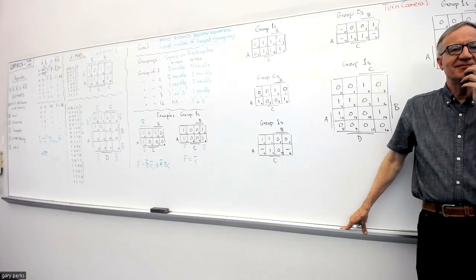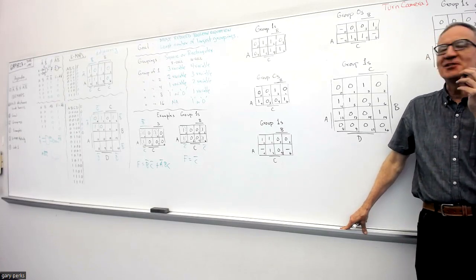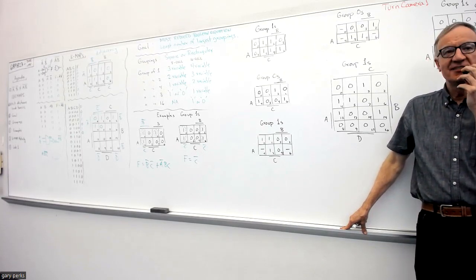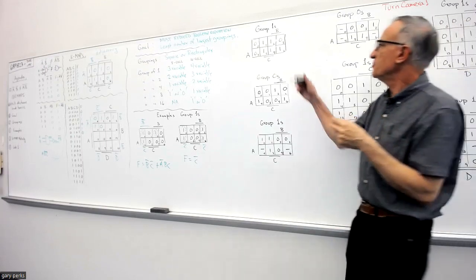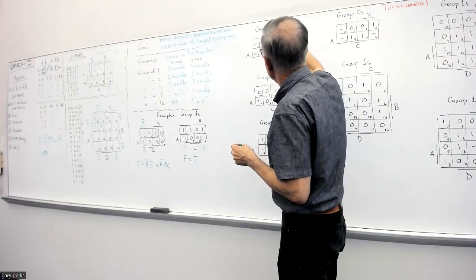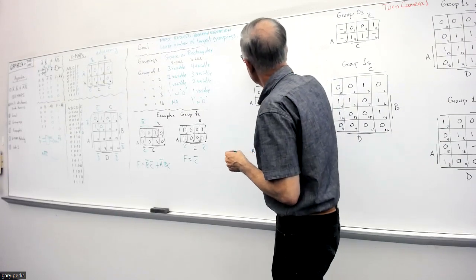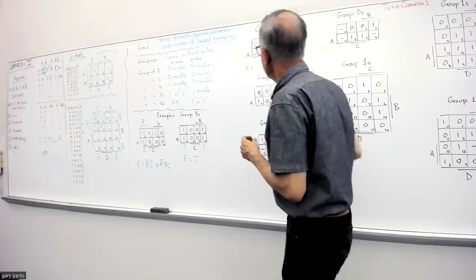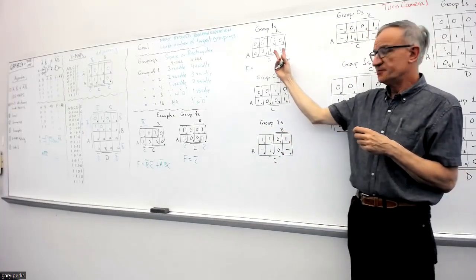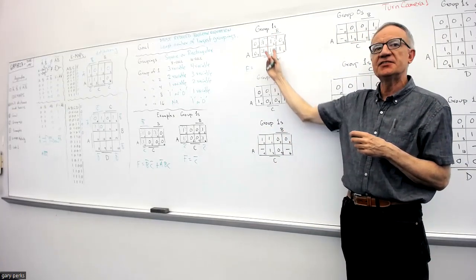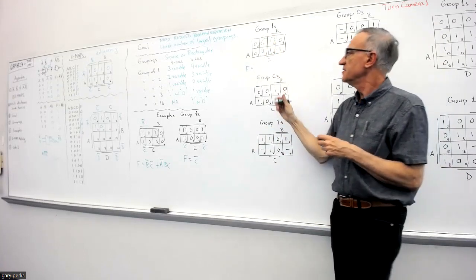You see a group of 8? There's only 5 ones. You see a group of 4? Where's the group of 4? What cells? Yeah, right in the middle here, right? 1, 3, 5, 7. So that's a 4 grouping. This is going to be for since we're grouping ones. So what term is this 4 grouping going to give us? What's the same for these 4? C.